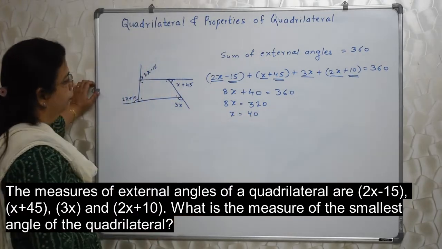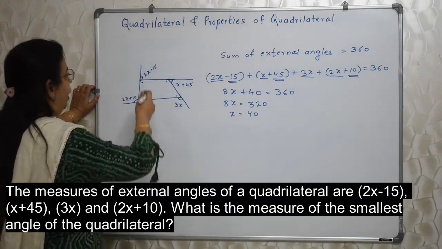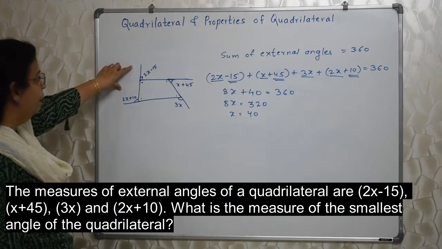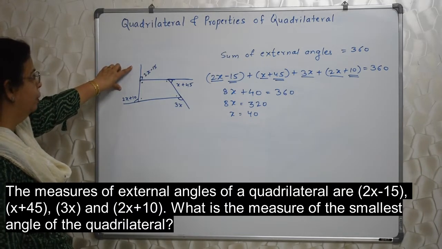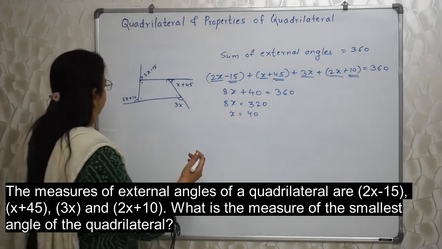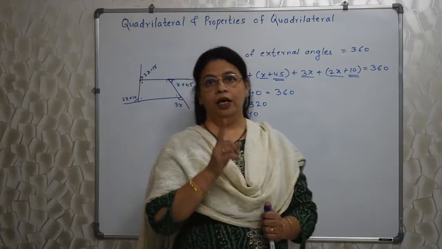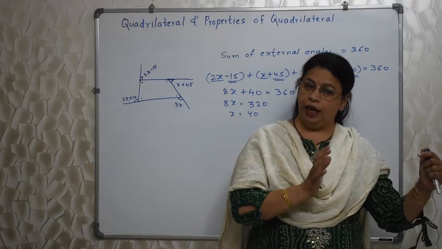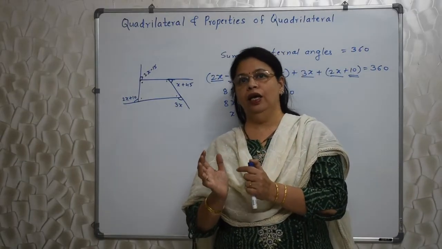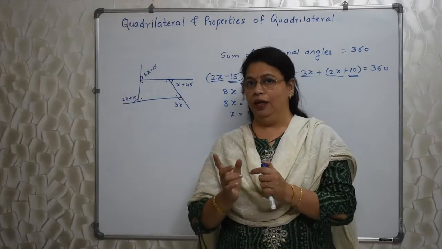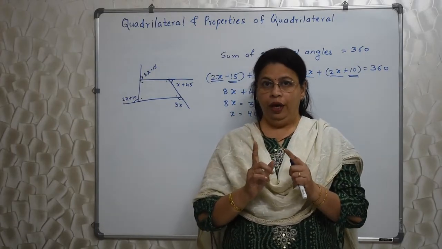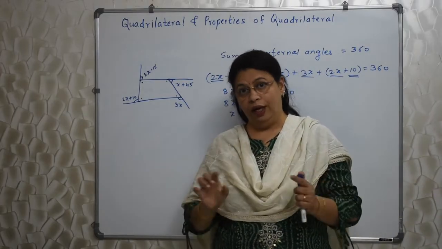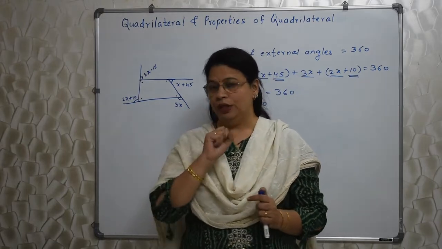Once we know the value of x, we can find out all the measures. Here, looking at it, 100% we can't say which one is smallest or which one is greatest. So let's find out. Students, here remember one more important thing. Bigger the exterior angle or external angle, smaller is the respective angle of that exterior angle. The one whose exterior angle is bigger, that angle inside the quadrilateral will be smaller. Understood? So we are going to use that.